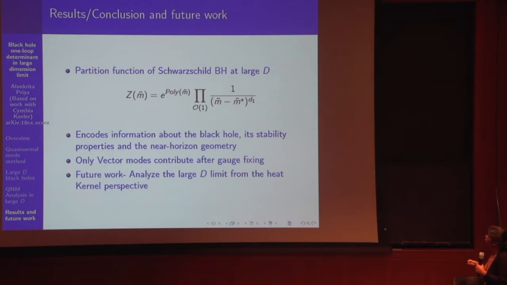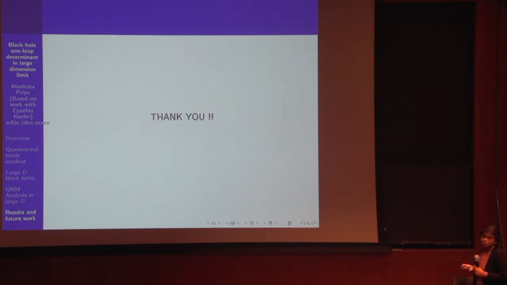So this is the result, basically. Our calculation showed that the order 1 poles correspond to modes that live near the horizon, so they encode information about the black hole and the near horizon geometry. And only vector modes contribute after gauge fixing. Future work would be to analyze the large D limit from the heat kernel perspective. Thank you.